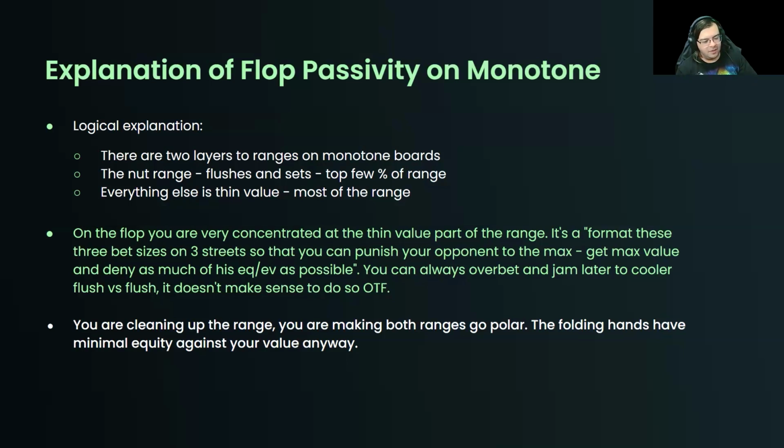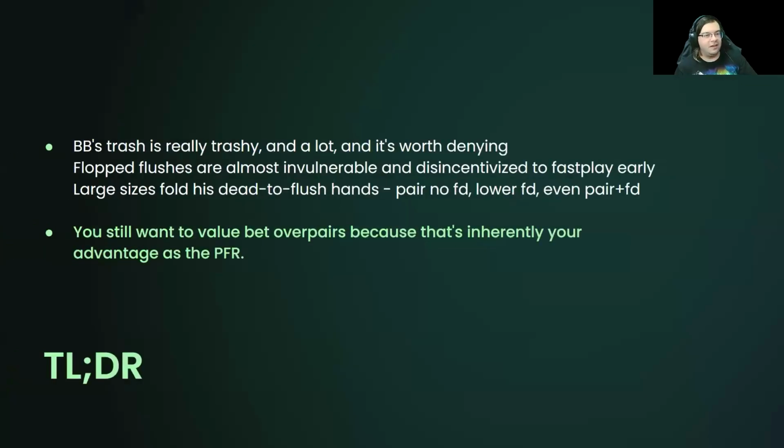So you're cleaning up the range. You're making both ranges go absolutely polar. The folding hands have minimal equity against your value anyway, right? So this is a bit of a recap. TLDR, if you weren't paying attention earlier, big blind's trash is really trashy, and a lot, right? And it's worth denying. Flop flushes are almost invulnerable.